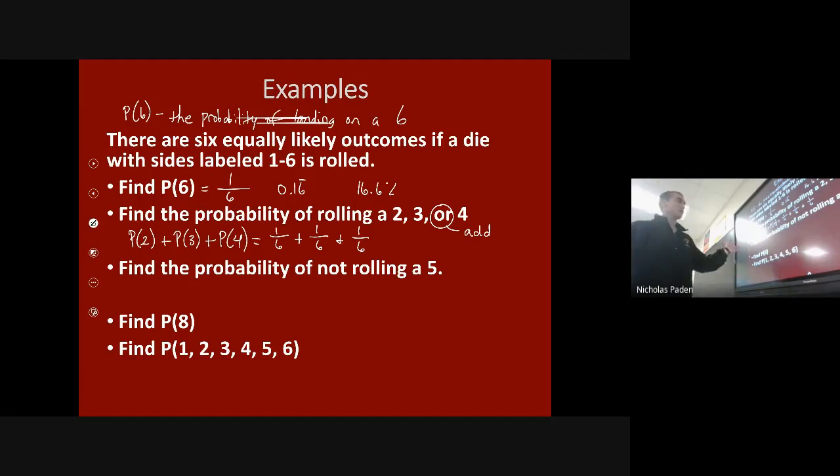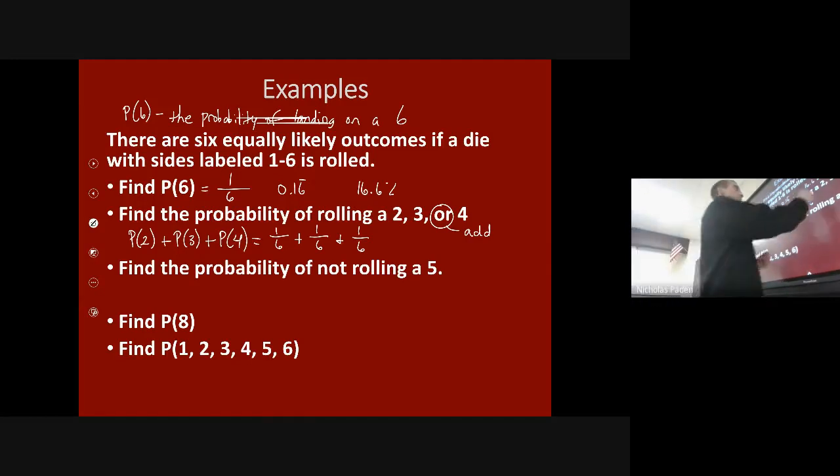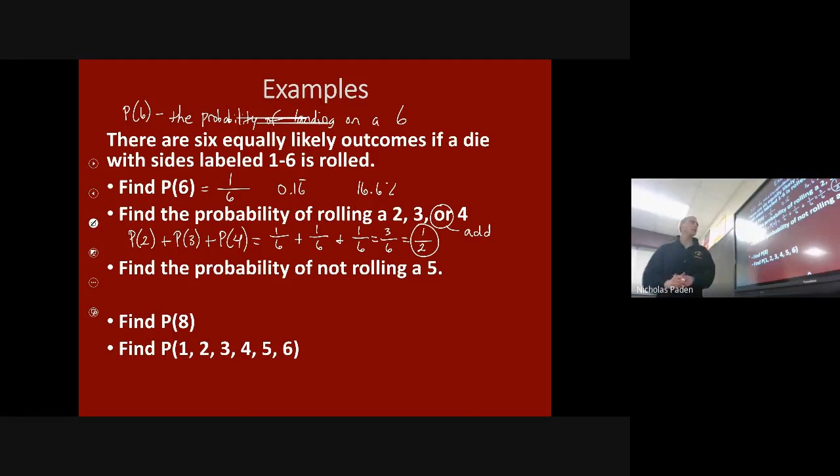So that's the probabilities. We add those up, we get 3 out of 6. And 3 out of 6 simplifies to give us 1/2. So the probability of rolling a 2, a 3, or a 4 is 1/2. Because think about it, 3 of those 6 sides of the die are 2, 3, or 4. So 1 plus 1 plus 1, 3 out of 6 simplifies to get us 1/2.